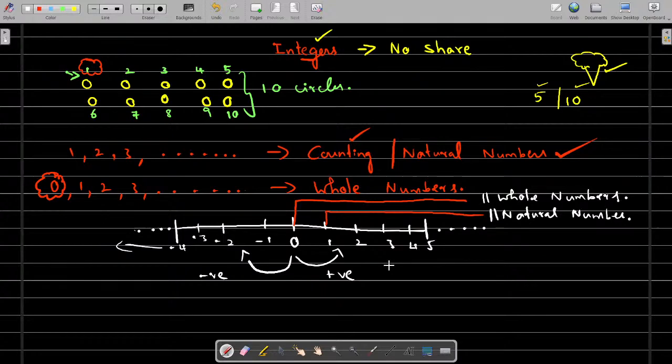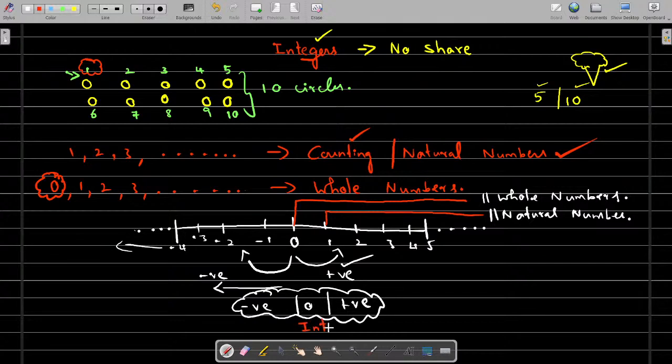So whole numbers and natural numbers are all positive. If you shift to the left side of the number line, you get negative values. The negative values, 0 and positive, all the three sets put together is what you call as integers. This is what you call as integers. Is it okay? So what are the different types of integers? You know what is integer? No sharing number. It's a whole number. You take a 3, which means what? It's a 3 whole number.